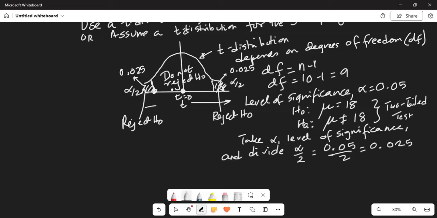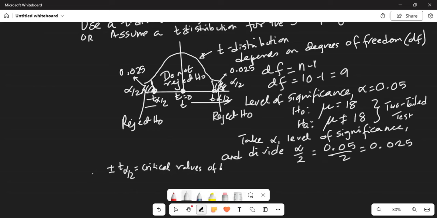Notice at the center where the peak is the highest, t is 0. On the left of 0 on the horizontal axis, it is negative. So this is minus t alpha by 2, because the area to the left of it is alpha by 2. The critical value on the right is positive t alpha by 2, because on the right of 0 everything is positive. So plus or minus t alpha by 2 are called the critical values of t.